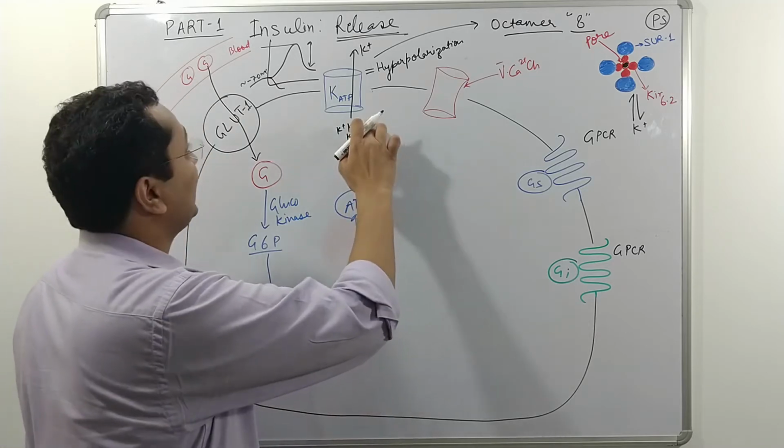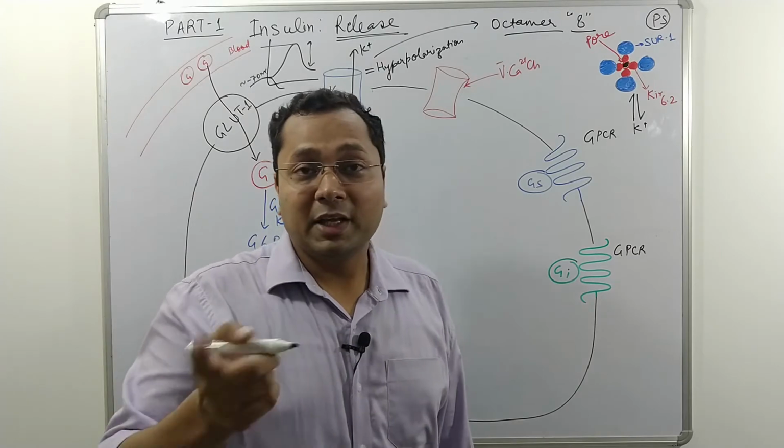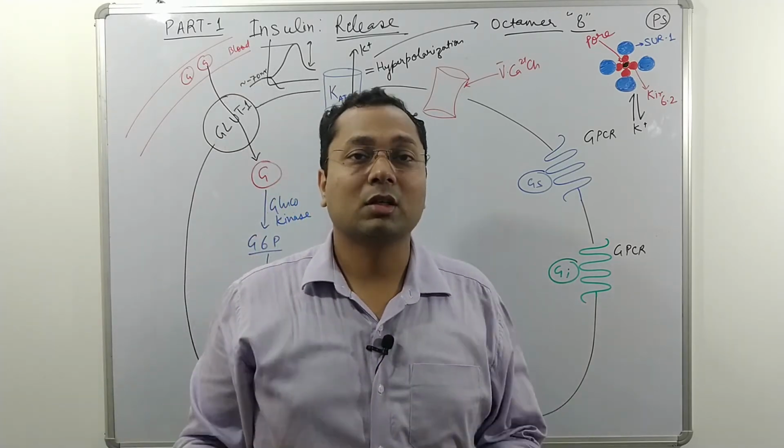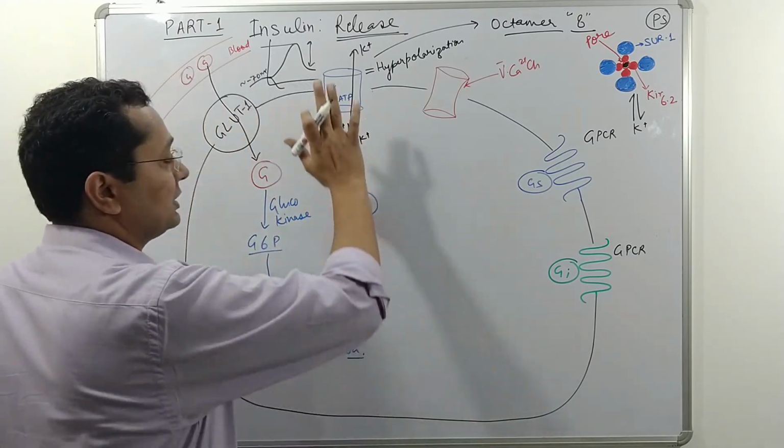And since potassium is a cation, if a cation leaves a cell, the cell will become hyperpolarized. And if a cell becomes hyperpolarized, the cell will not respond to any of the stimuli. Correct? So this is the condition.